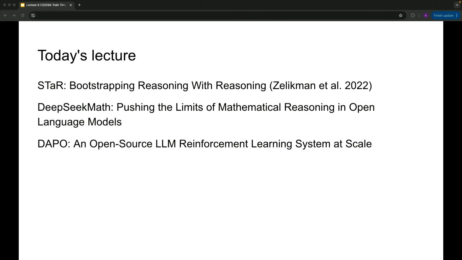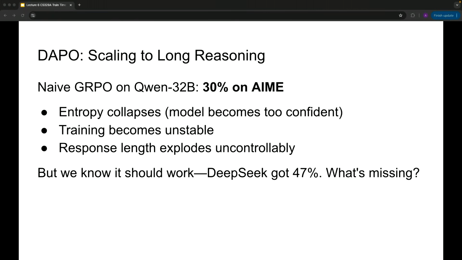Now we'll cover the last paper called DAPO, which is basically going to fix some of the problems with respect to reasoning on harder problems. So if you naively scale up GRPO and want to do this on even a Qwen32B model, which is very easily accessible, you would get 30% on the AIME benchmark.